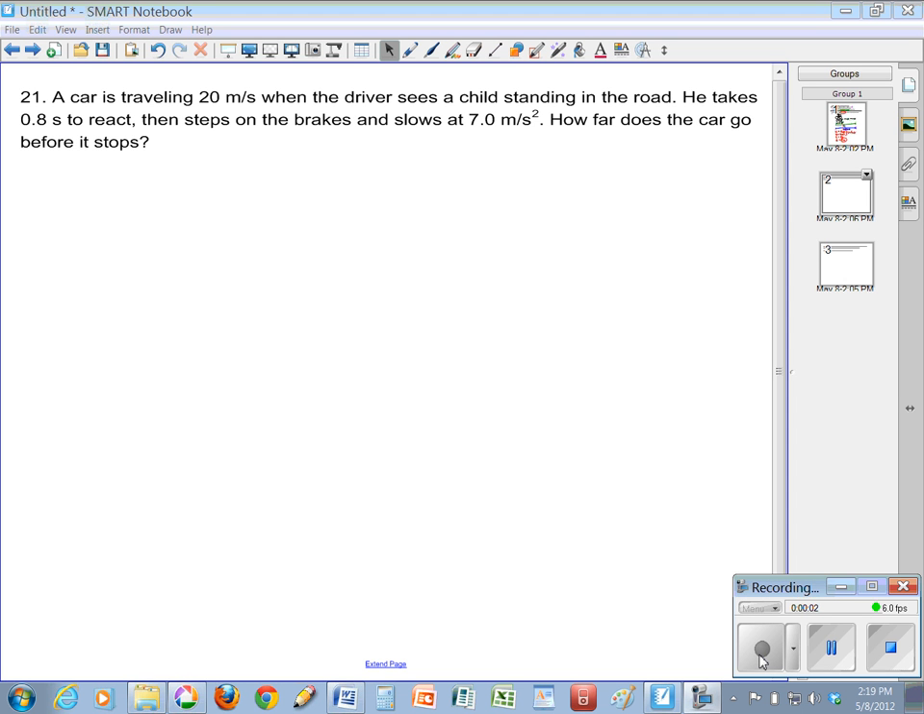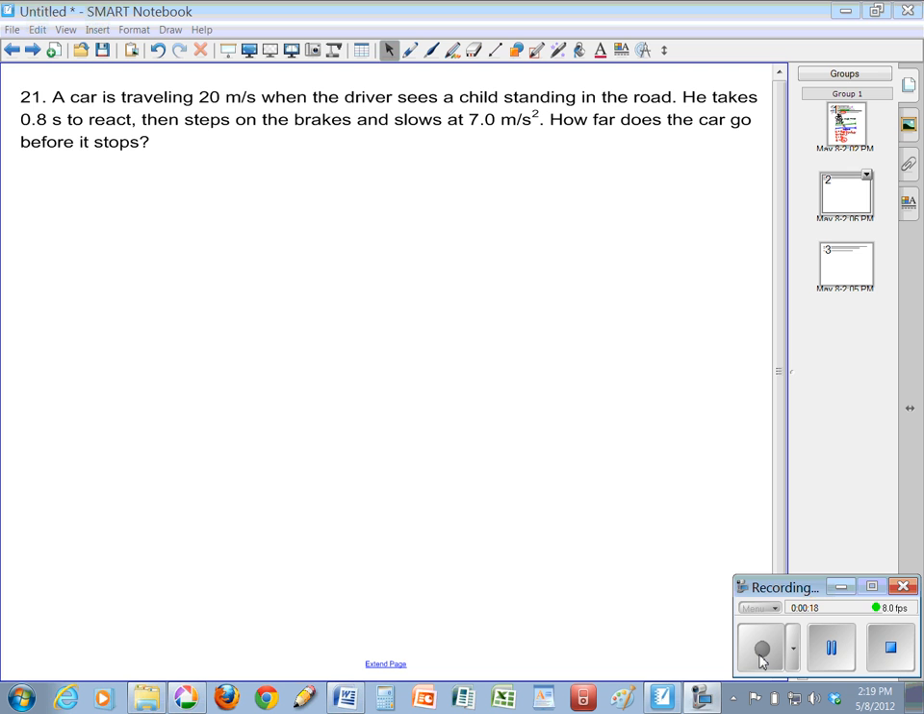Alright, let's practice setting up another physics equation here. This is number 21 from page 61 of your textbook. The car is traveling 20 meters per second when the driver sees a child standing in the road.